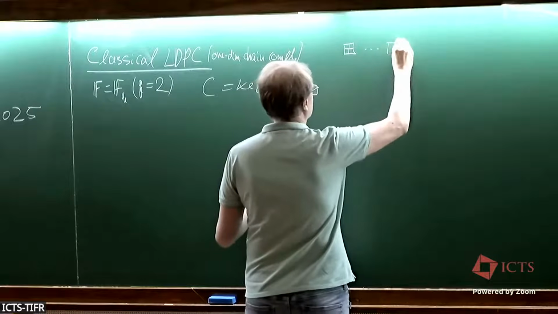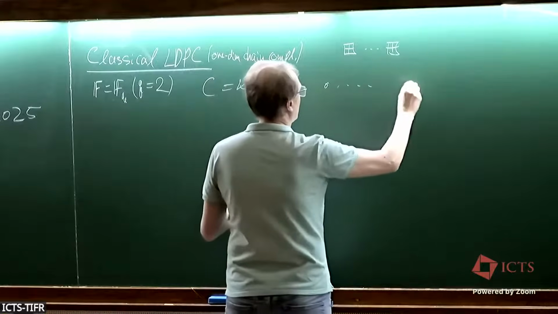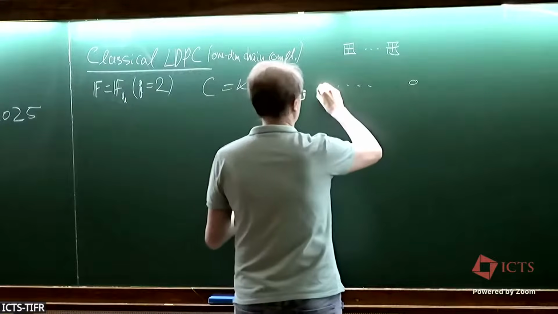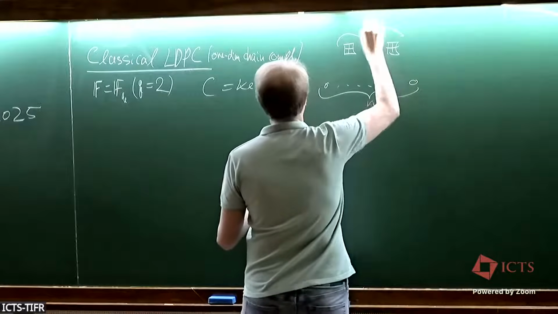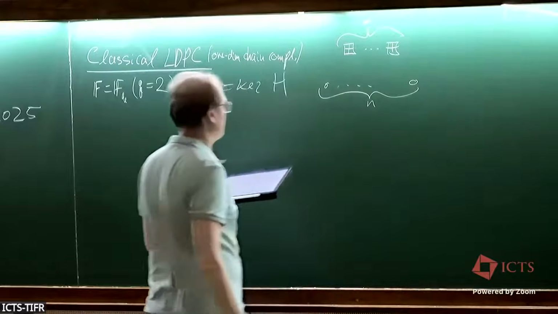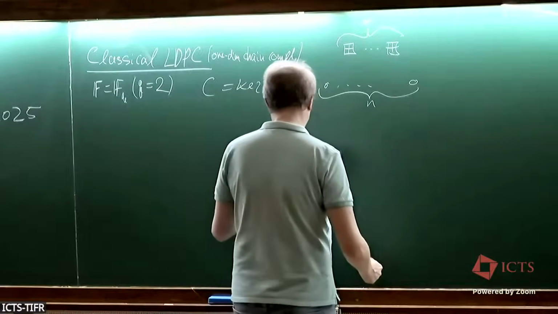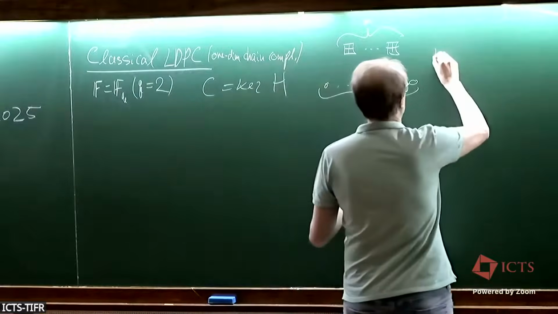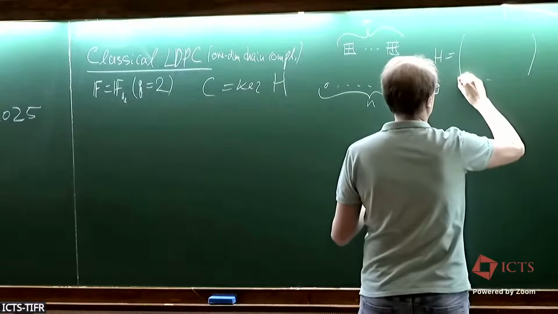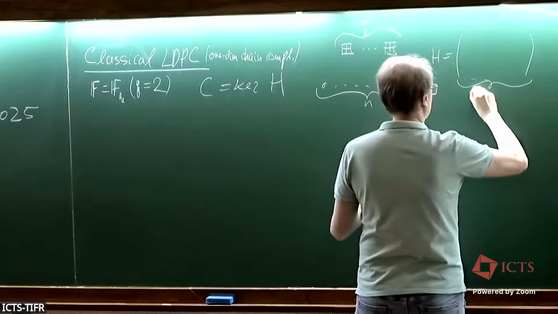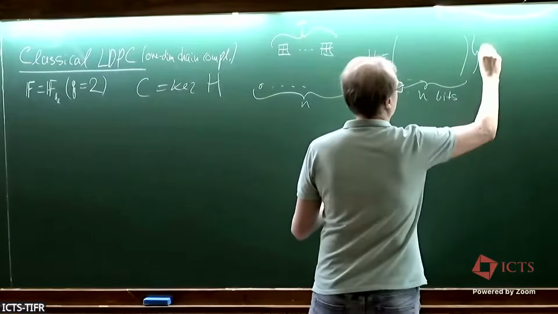So it's a bipartite graph. Here we have checks. Here we have our bits. So we have n bits. We have m checks. So our matrix is an m by n matrix. Let me also draw the matrix. n bits and m checks.